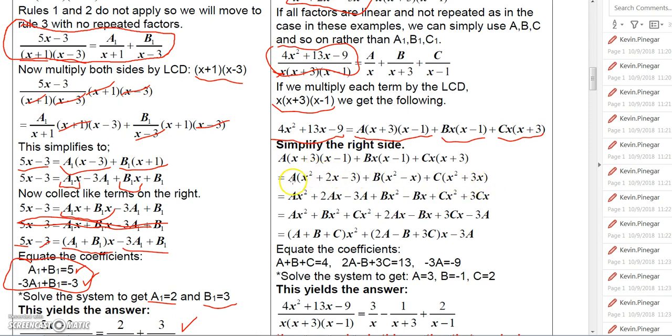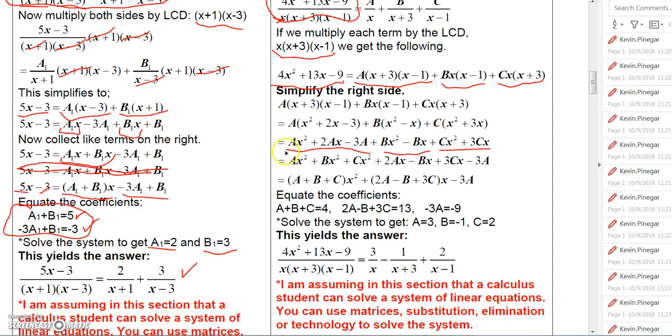Then I'll distribute the a through each of these, and I'll just show you that that's what I'll get there. And I'll distribute the b through both of those, and I'll get bx squared minus bx. I'll distribute the c through both of those, and I'll get cx squared plus 3cx. Now, let's collect the squared terms together. So I have ax squared plus bx squared plus cx squared.